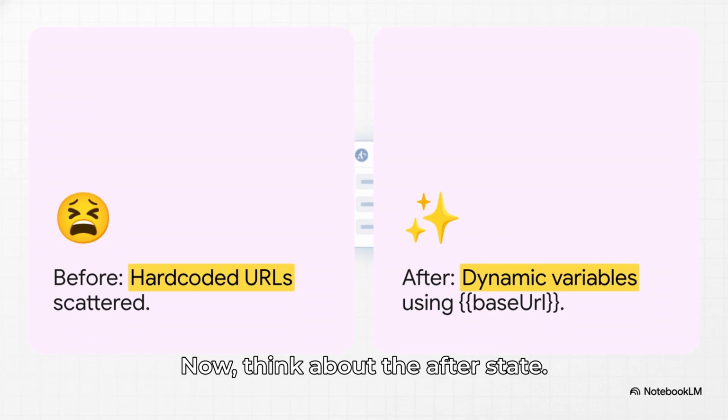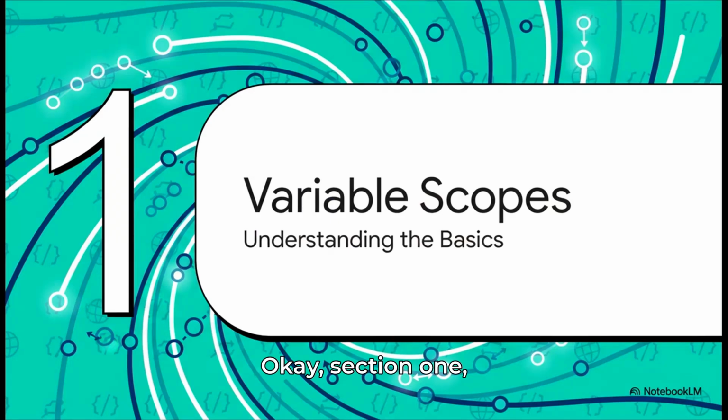Now, think about the after state. By using a clean, dynamic variable reference, your request is suddenly flexible. It simply doesn't care what the base URL is anymore. It just dynamically pulls whatever value is currently active. So much cleaner, right?